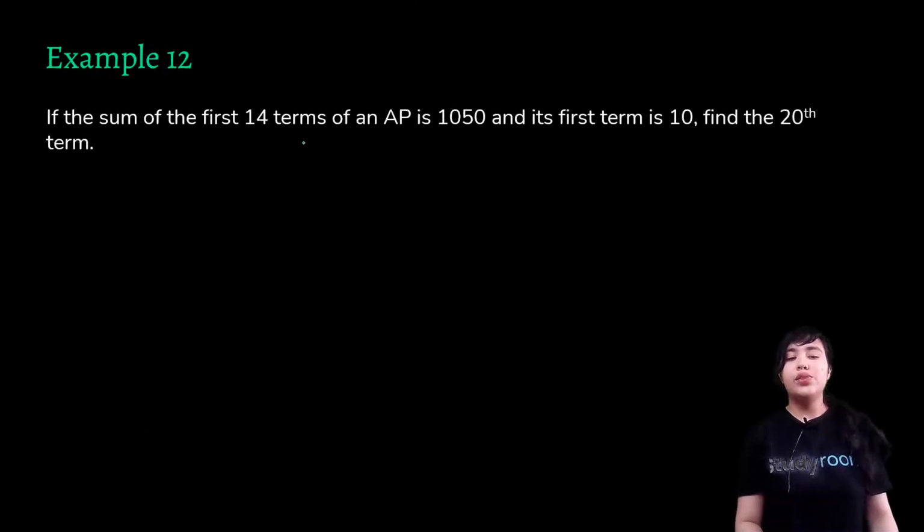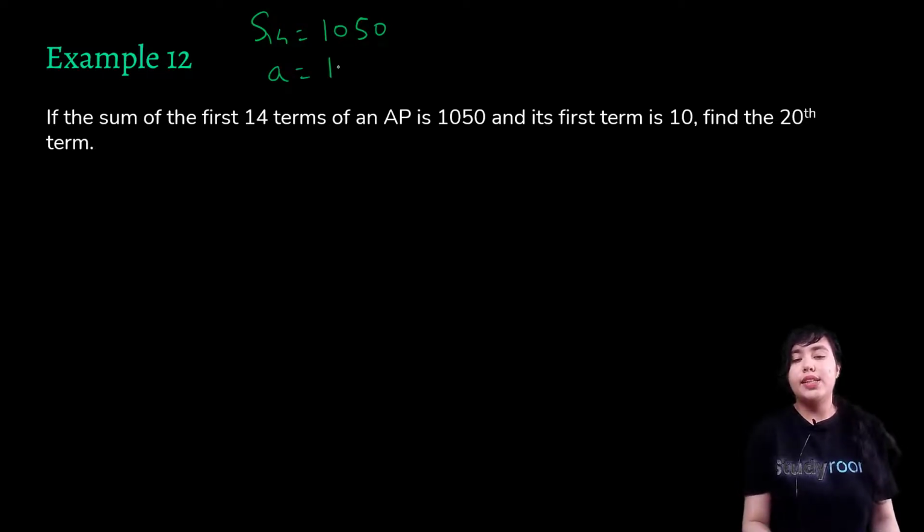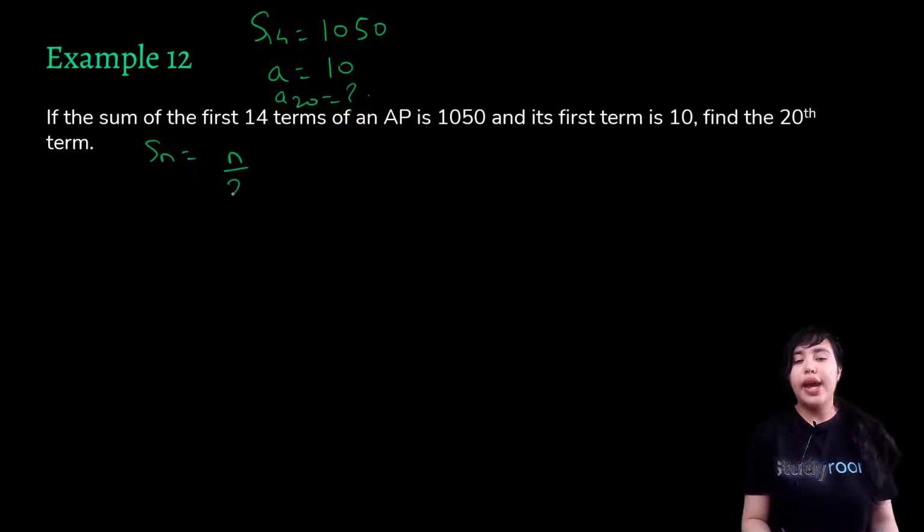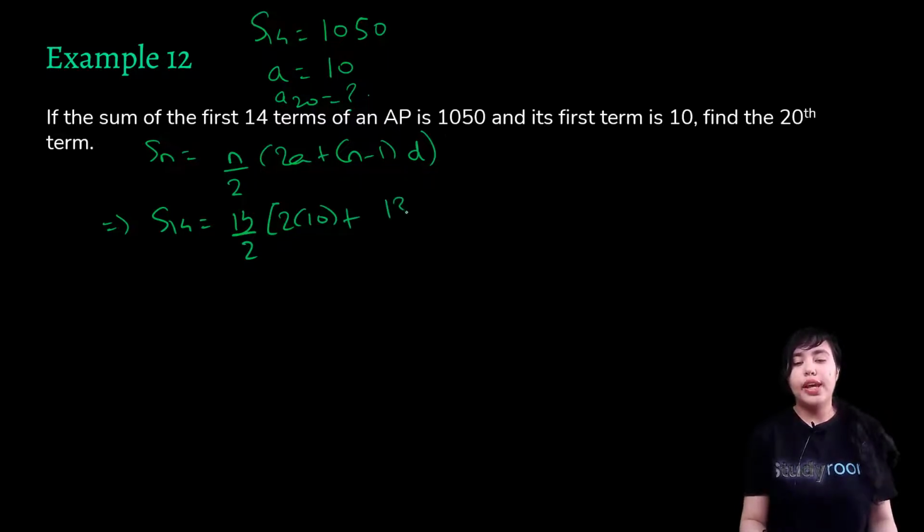Then if the sum of the first 14 terms of an AP is given to you, that means S14 is 1050. And its first term, so the first term of the AP, A is 10. You have to find out the 20th term. So basically you need to find A20. Alright, so here, making use of the formula Sn is equal to n by 2 into 2A plus n minus 1 into D, what we can do here is that we know S14, right? So let's do it for 14 terms. So S14 will be what? 14 by 2 into 2 into 10, because A is 10, plus n would be 14 again, 13D.